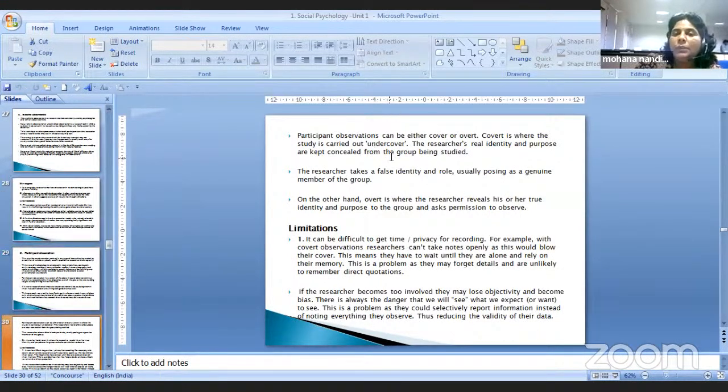Here, participant observation can be either overt or covert. Covert is where the study is carried out undercover. The researcher's real identity and purpose are kept concealed from the group being studied. See, suppose you tell them, I'm doing a study on so and so thing, so here what will happen?